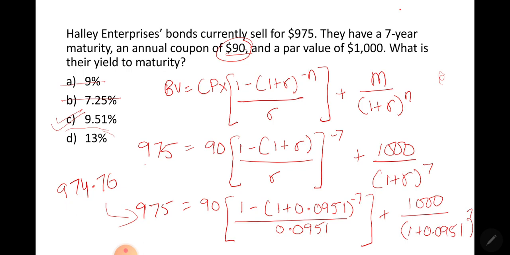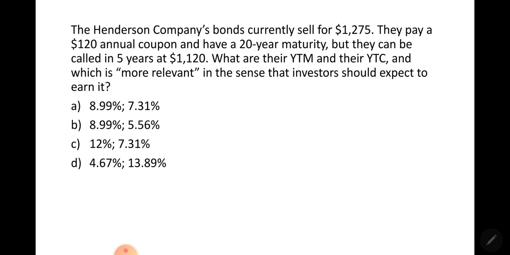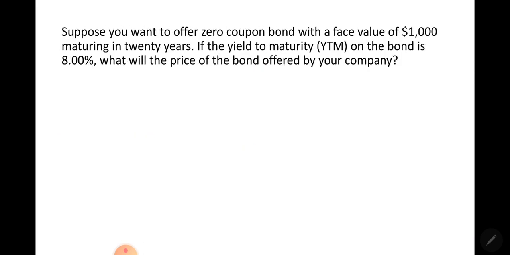This is the yield to maturity. This is the total return. So if the investor purchases the bond and holds it till maturity, he will get a total return of 9.51%.